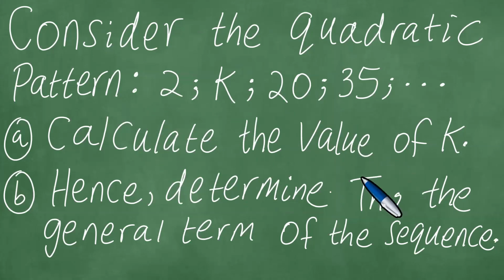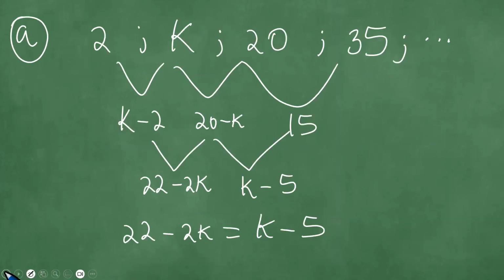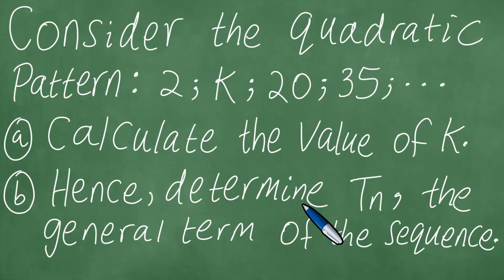So we've answered the first question, because the first question was to consider the quadratic pattern and calculate the value of k. We needed the numerical value of k, and we have just found that k equals 9. Then we have the second part of the question, B, which is: hence determine Tn, the general term of the sequence. So if k equals 9, we have the sequence 2, k, 20, and 35.